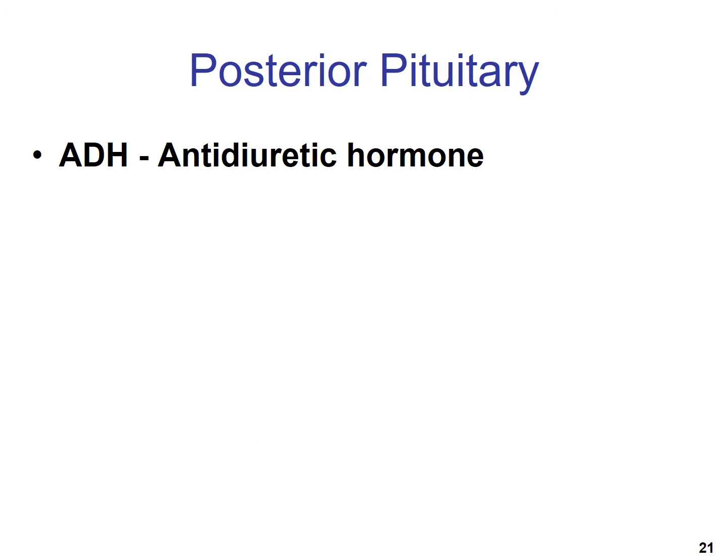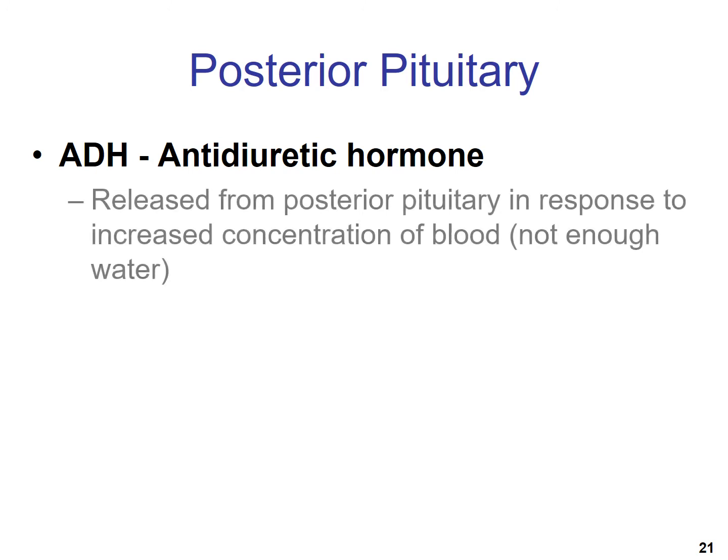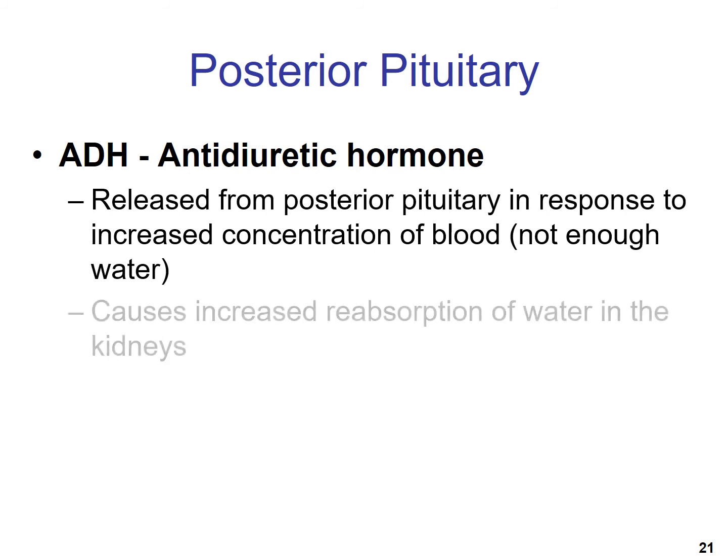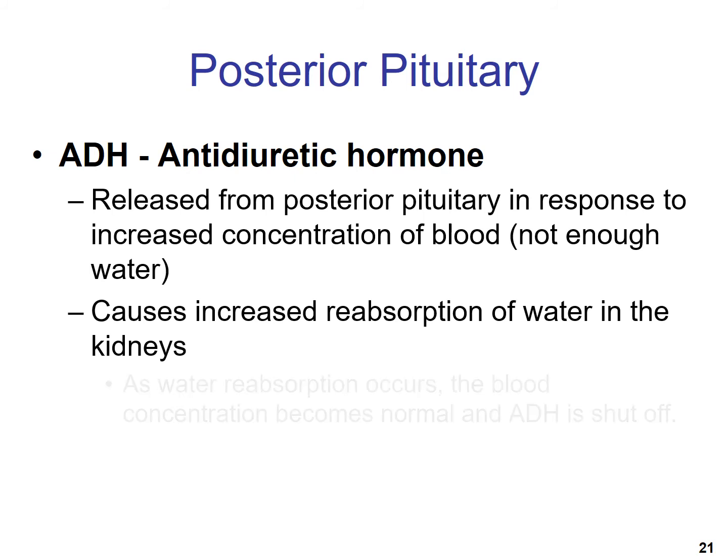So you saw a couple of different posterior pituitary hormones mentioned. One is antidiuretic hormone. And this gets released from the posterior pituitary in response to an increased concentration of the bloodstream. So basically the blood is a little bit too thick. There's not enough water in it. And so what antidiuretic hormone is going to do is it's going to cause you to actually retain water by reabsorbing an increased amount of water in the kidneys.